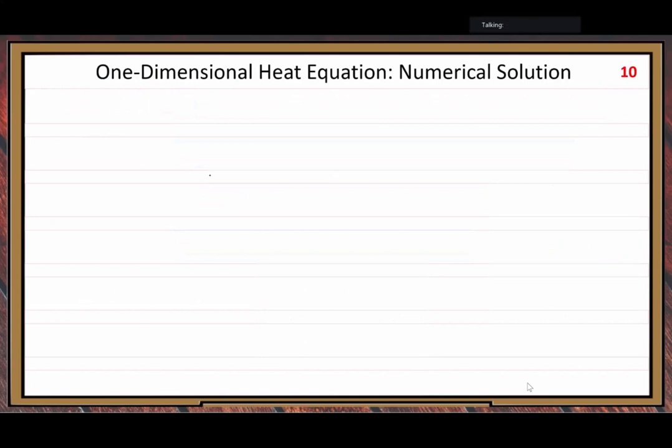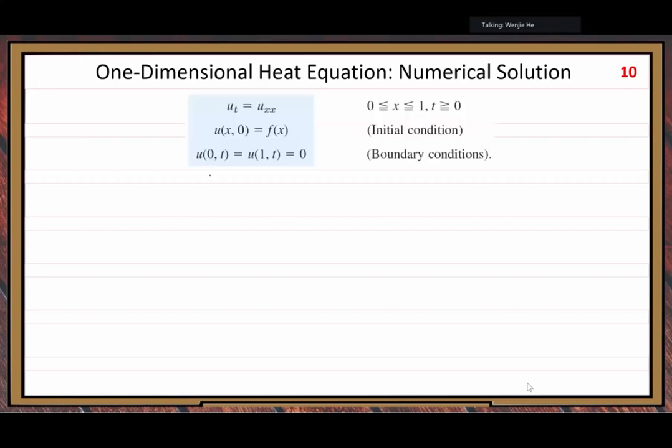Then, the last thing I want to show you is the one-dimensional heat equation numerical solution. I want to show you the details. We use this simplest example to show you how people use numerical methods to solve PDEs. From this simple example, you can get a good understanding. First, let's look at the equation. We're familiar with this heat equation.